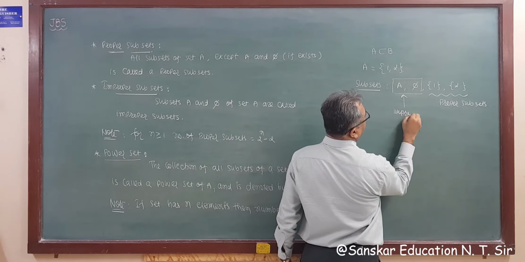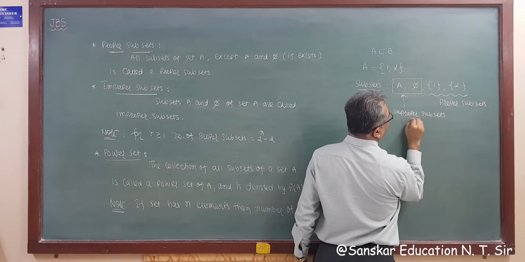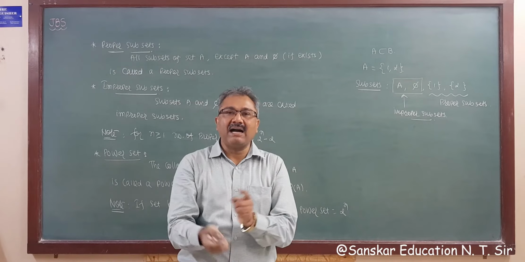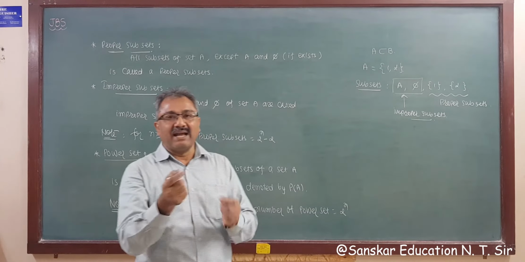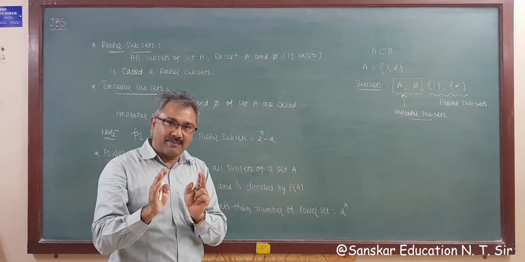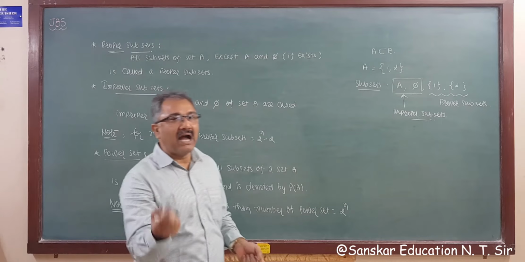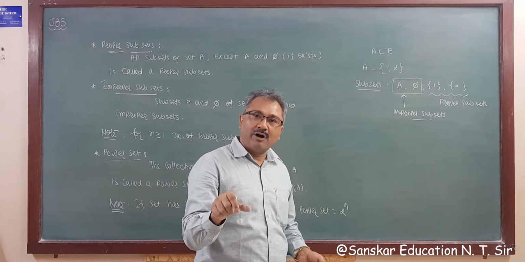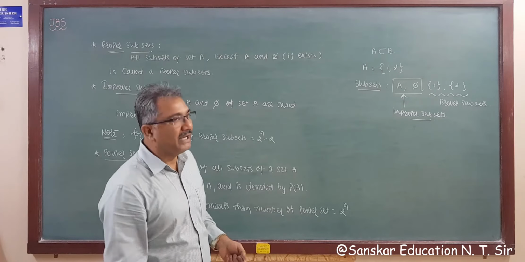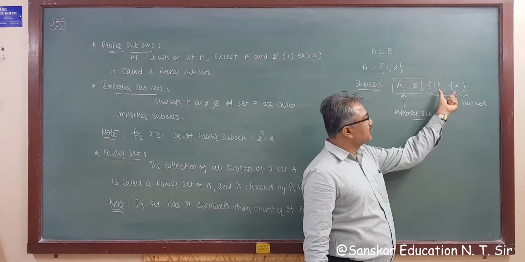Right? So subsets except A and phi are called proper subsets, and A and phi are called improper subsets, for set A. We are talking about set A. So subsets except A and phi are called proper subsets of that set A, and A and phi are called improper subsets, right? So here the improper subsets are 2.